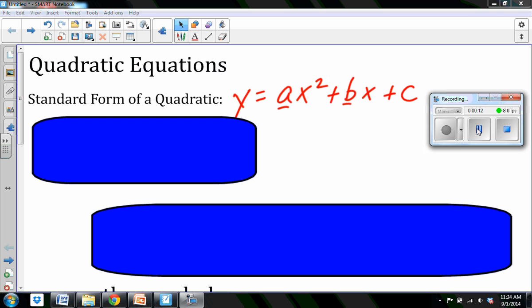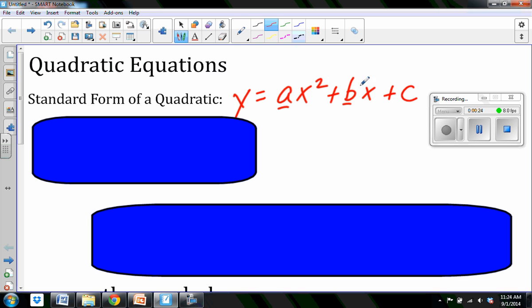So the first thing is standard form of a quadratic is y equals ax squared plus bx plus c. Now I've underlined a, b, and c because those can really represent any number. You just did a couple of examples. I think you did the example y equals x squared minus 2x plus 3. So a, b, and c can be various numbers depending on the problem. That's standard form of a quadratic.